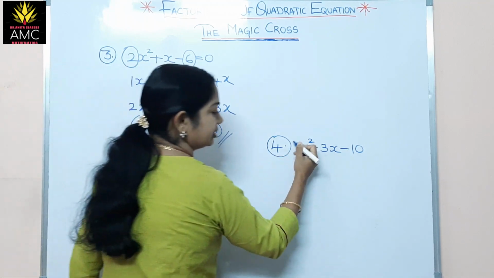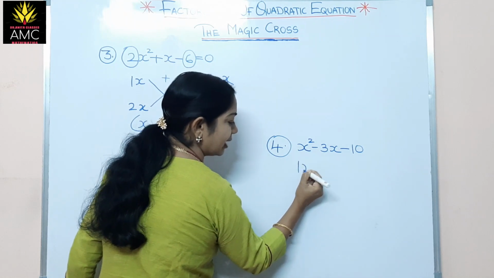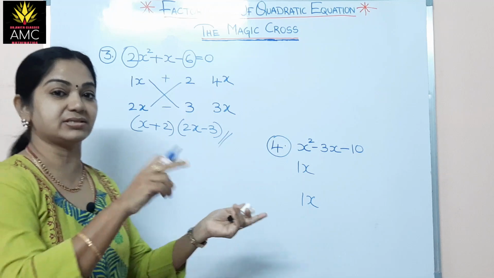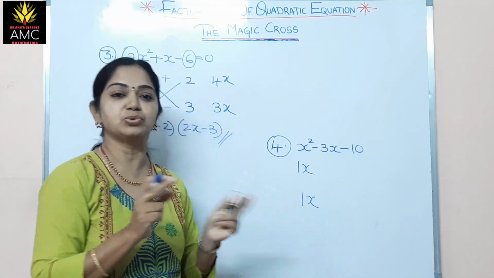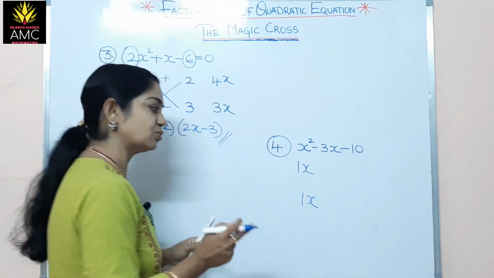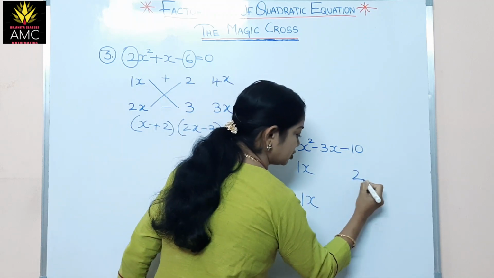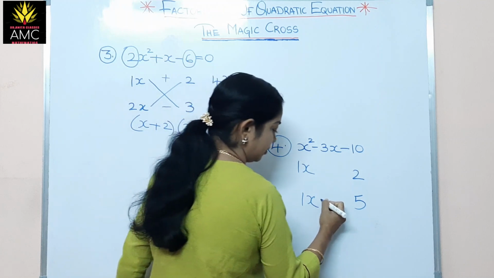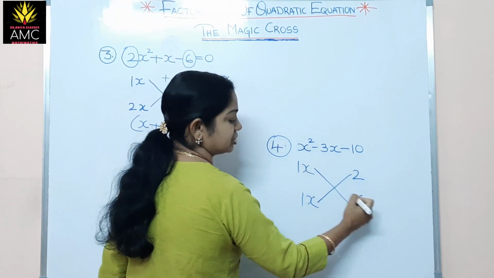Right, let's check for here. 1, how do I write 1? So I'll write 1x and 1x simply. And for 10 we can write 10 into 1, 1 into 10, 2 into 5, 5 into 2, so on. So let me take the simple one, 2 and 5. If this doesn't work out, let's take the other factors, right? Okay, now let's make the magic cross.